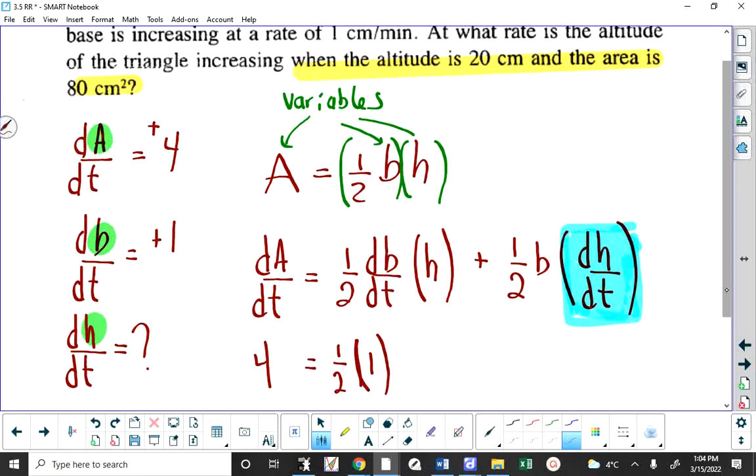We need to put something in for the height. Okay. Oh, the height, here it is. The height is 20. Altitude and height are the same. Plus 1/2, we need to put something in for the base. And this is where you run into it's not a brick wall, but you run into a speed bump that slows you down a little bit, because that highlighted part at the top doesn't tell us the base.